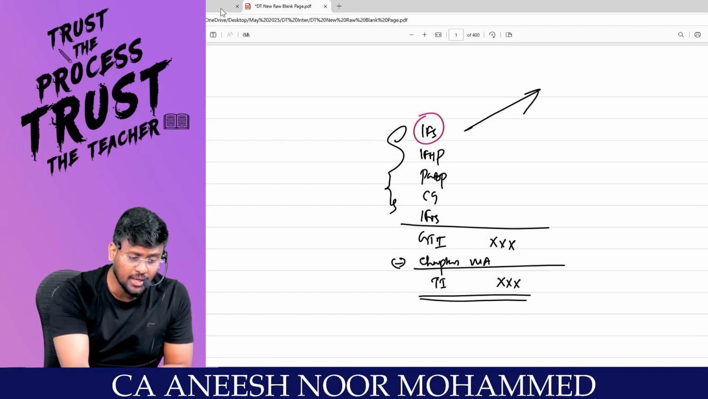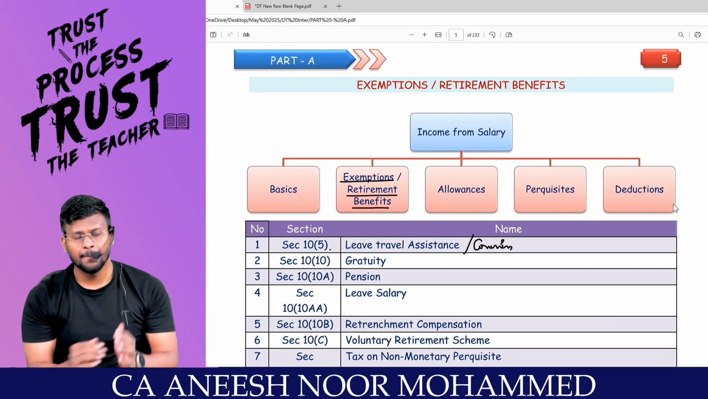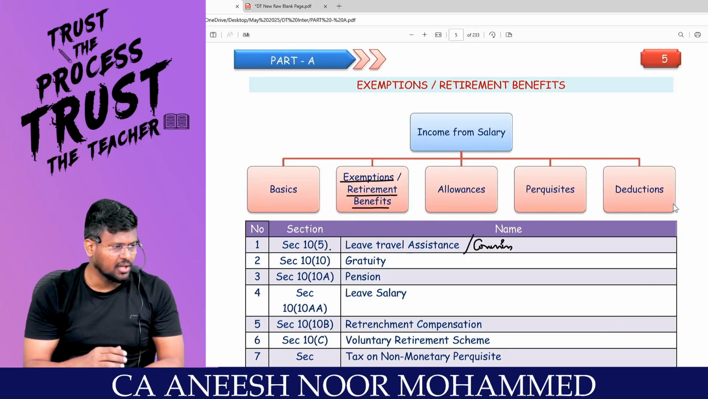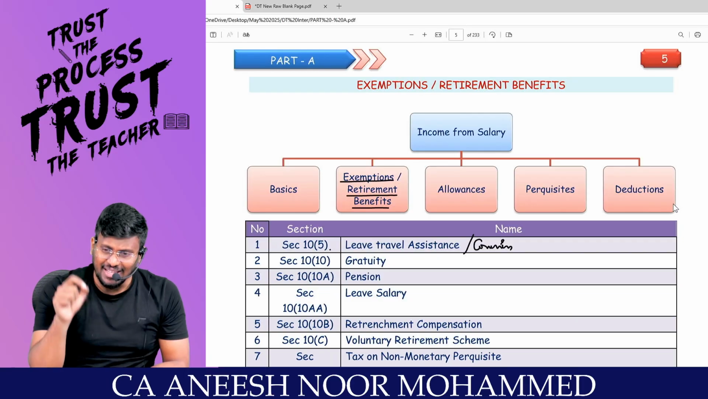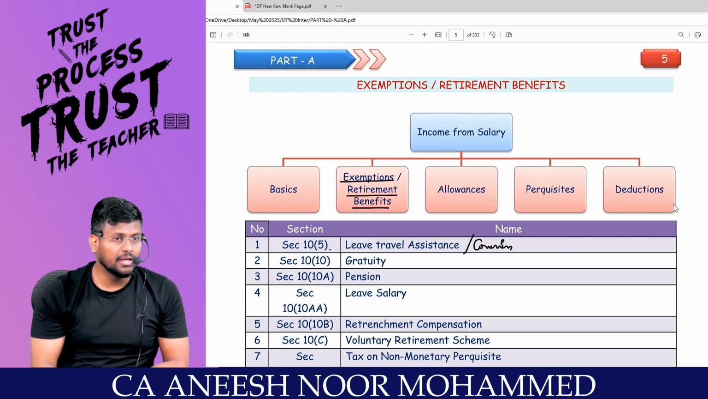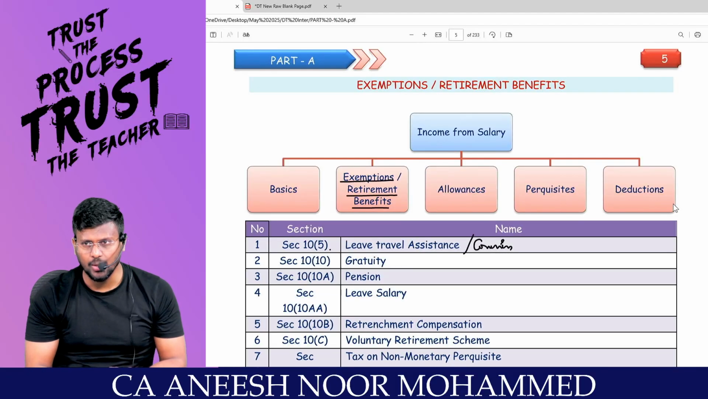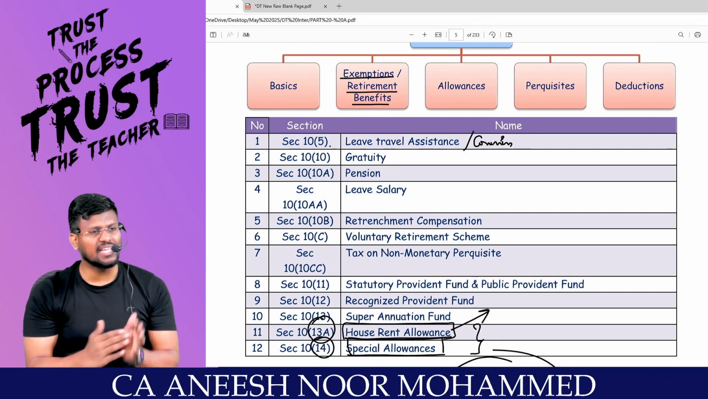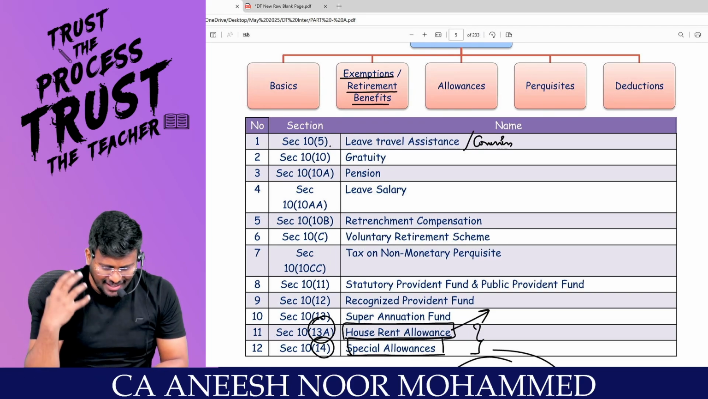That chapter we are going to learn is classified into how many categories? Five categories. Number 1, basics. Number 2, exemptions or retirement benefits. Number 3, allowances. Number 4, perquisites. Number 5, deductions. In that exemptions or retirement benefits, what is section 10.5? Leave travel concession or leave travel assistance. What is section 10.10? Gratuity. What is section 10.10A? Pension. 10.10AA. Leave salary. What is section 10.10B? Retrenchment compensation. What is section 10.10CC?